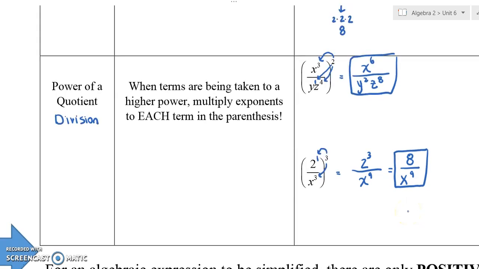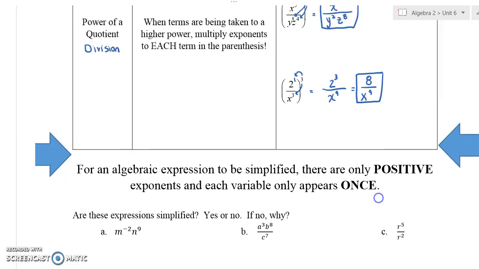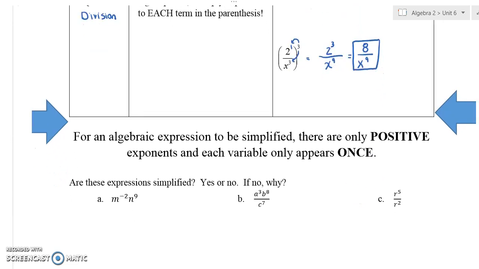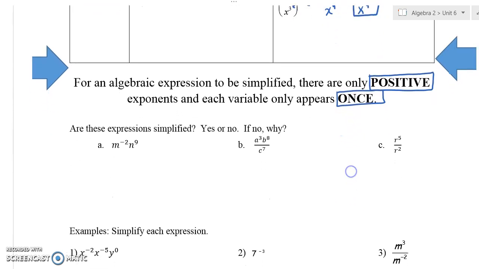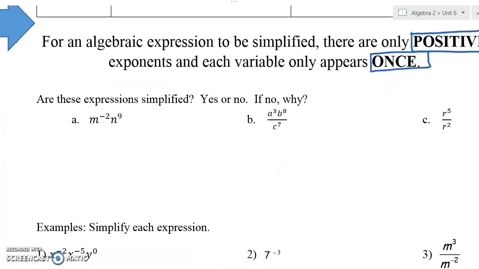All right. Now, on all these problems I've been saying we're done, but I haven't really explained how you know when you're done. So you know you're done when all of your exponents are positive and each variable occurs once. So for example, a base 2 is only seen once, a base x is only seen once. And when you see that, you know you're in good shape. So let's practice that idea. In the next 3 problems, it says, are these expressions simplified? Yes or no? If no, why?